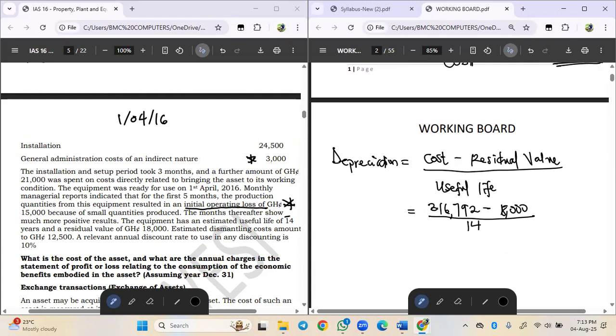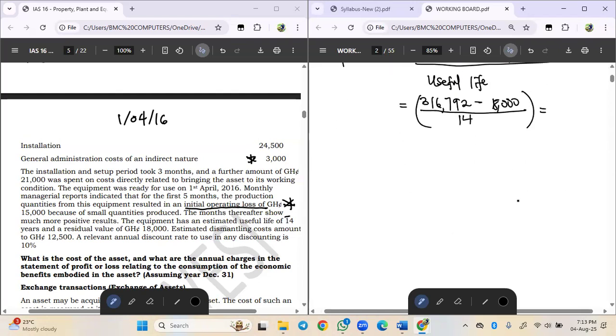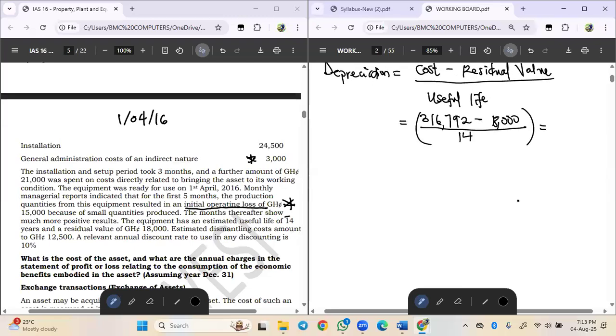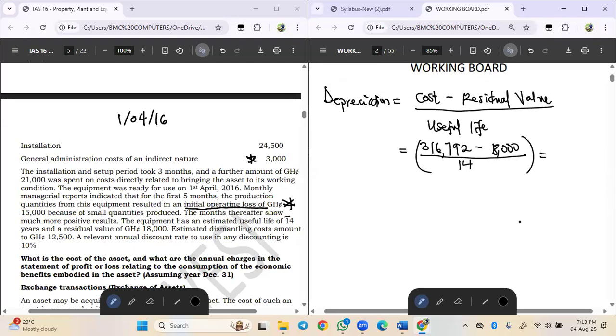So please, what is the amount? 10 years. 21342. Oh, sorry, I forgot this. They said assuming year end to be 31st December, meaning the reporting date is what? 31st December 2016, because the year we are dealing with is 2016.